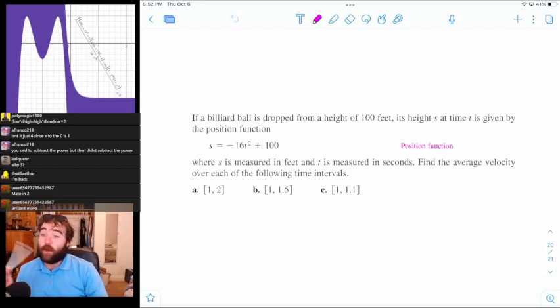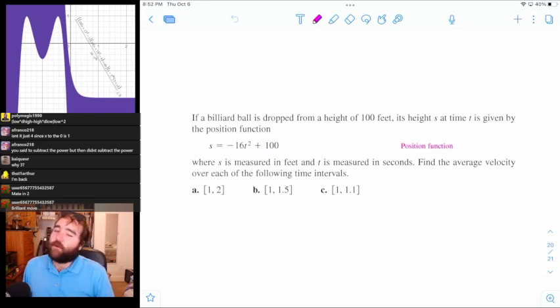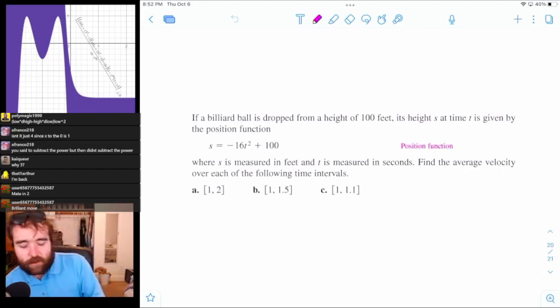So here we got a word problem because, of course, application of math is important to some people. If a billiard ball is dropped from a height of 100 feet, its height s at time t is given by that function. And of course, you honestly should be able to write that function on your own because that's the classic physics equation.